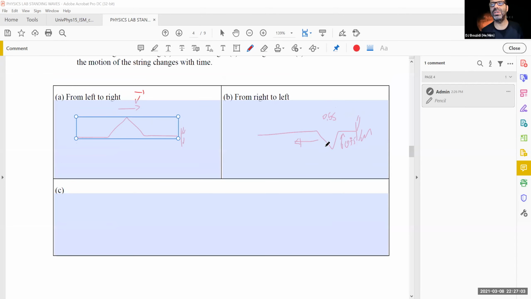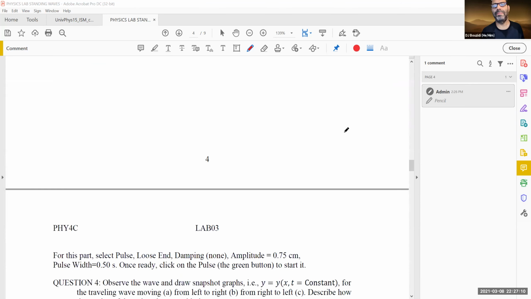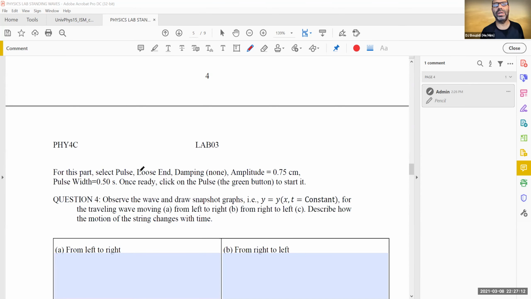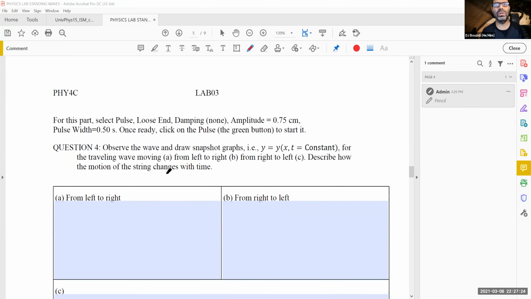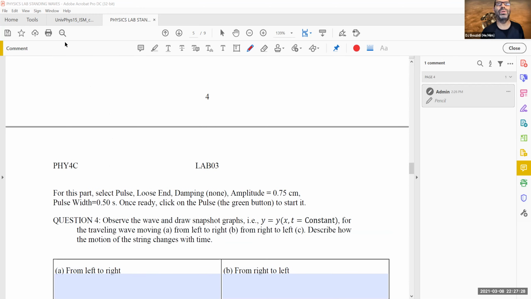Okay, so let me go back and finish this. To just describe it, this reflection is very important, as I'm saying in here. This is a reflection on a fixed end. Okay, again, the instruction in here: keep the pulse. You do the same thing, click on the green one, but this time it's a loose end. So since Micah just joined us, let's do that again, just to make sure.